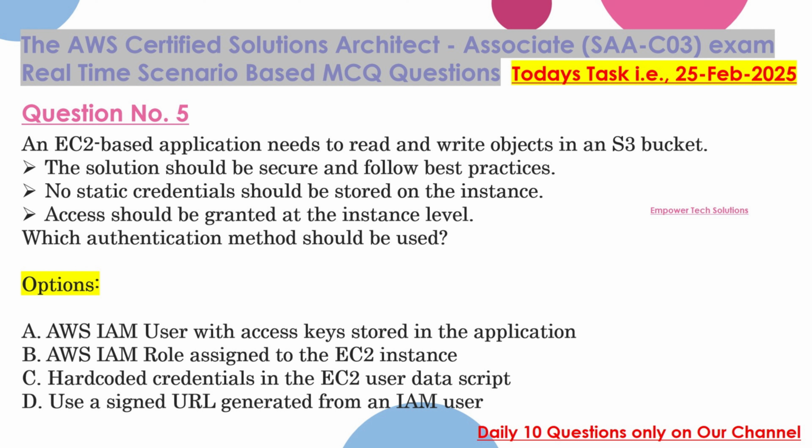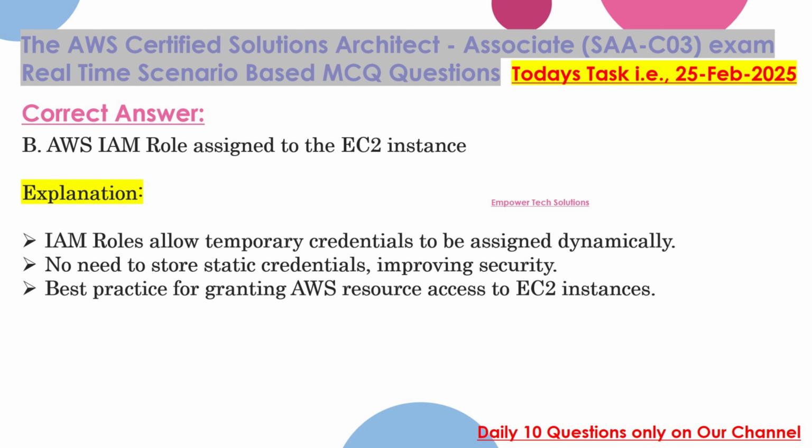Options: A. AWS IAM user with access keys stored in the application. B. AWS IAM role assigned to the EC2 instance. C. Hard-coded credentials in the EC2 user data script. D. Use assigned URL generated from an IAM user. Correct answer: B. AWS IAM role assigned to the EC2 instance.